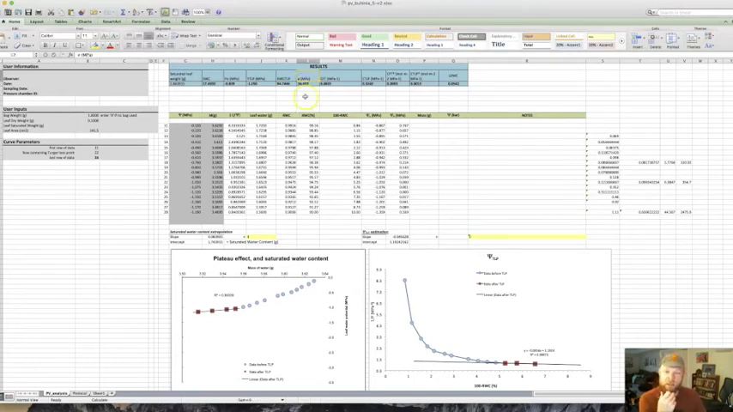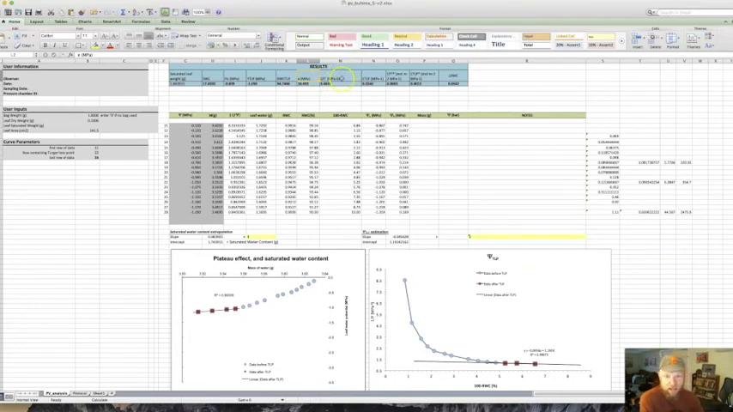This E is like the epsilon, so this is the modulus of elasticity in megapascals, and it's really how much pressure a cell changes relative to a change in water content.